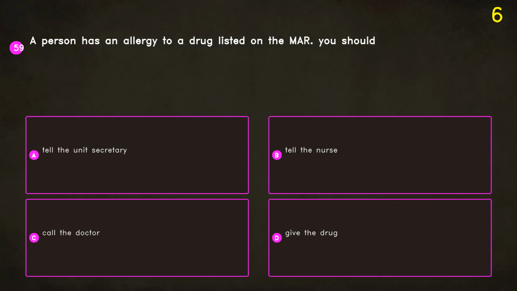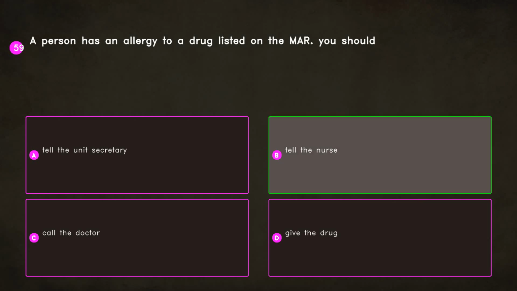A person has an allergy to a drug listed on the MAR. You should: A. Tell the unit secretary. B. Tell the nurse. C. Call the doctor. D. Give the drug. The correct answer is tell the nurse.